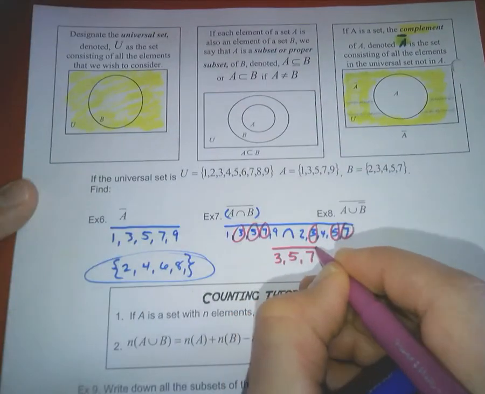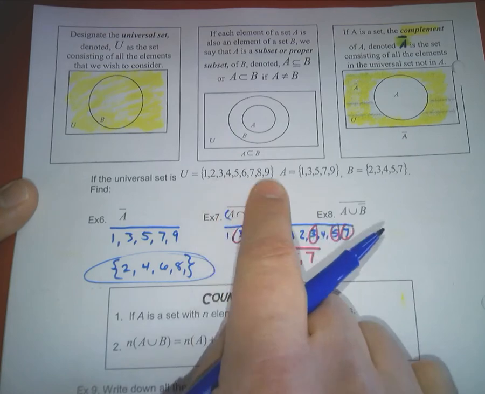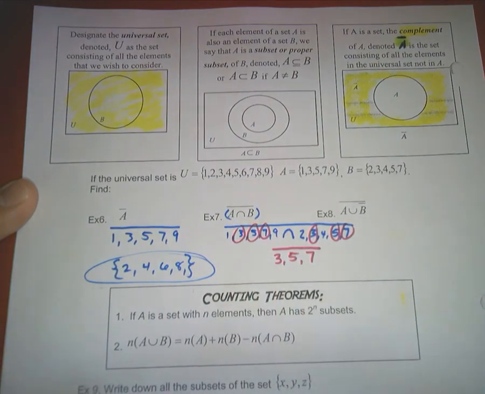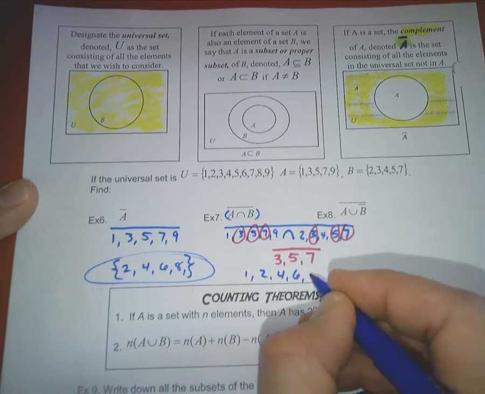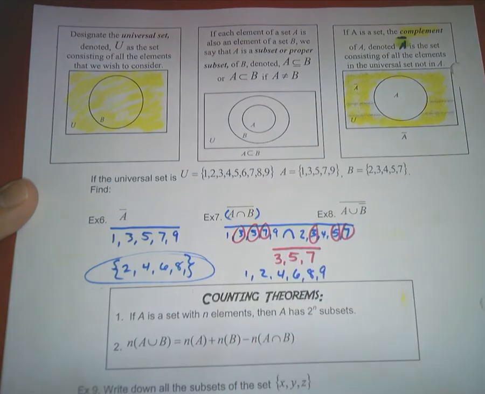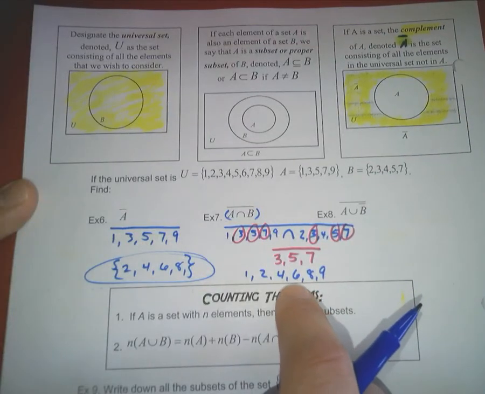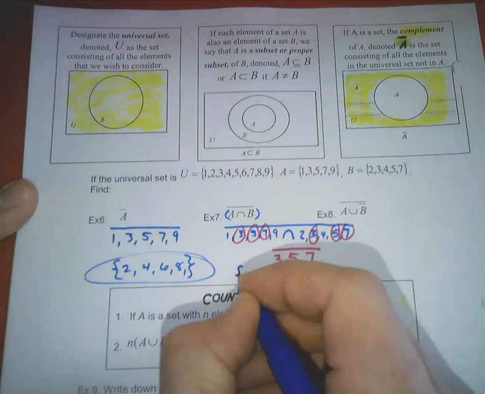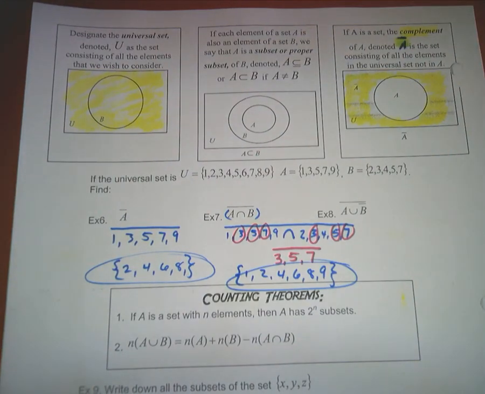Well, now I want to do the complement of that. So I go back up to my universal set and I write every single number except 3, 5, and 7. Okay, makes sense? So I got 1, 2, not 3, 4, not 5, 6, not 7, 8, and 9. Perfect. Final answer is that guy right there. 1, 2, 4, 6, 8, and 9. That's the complement of the intersection of A and B.